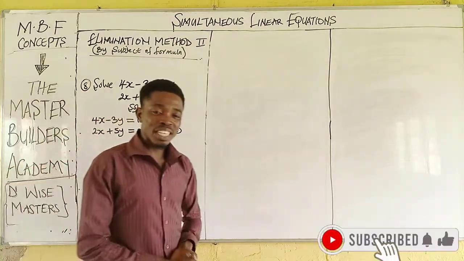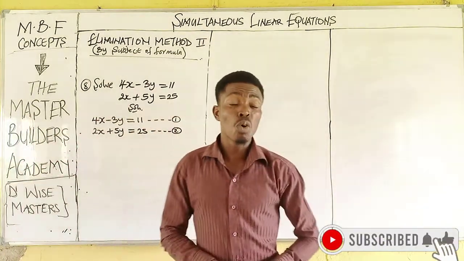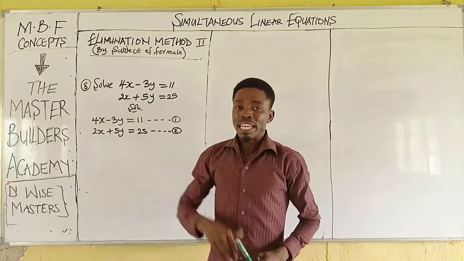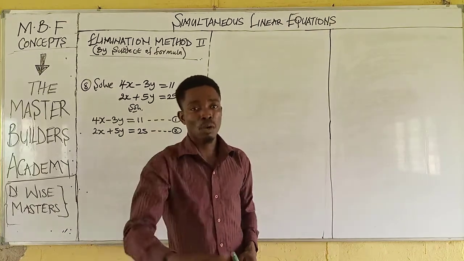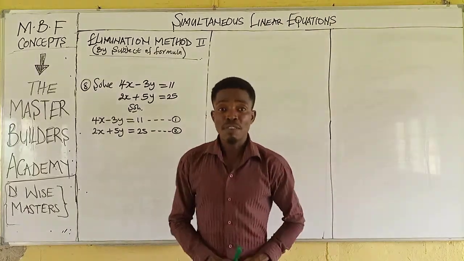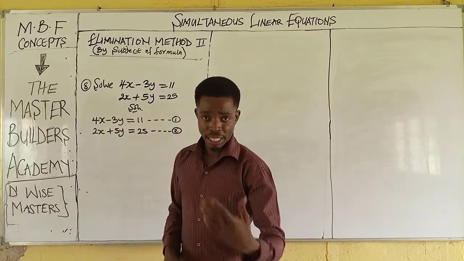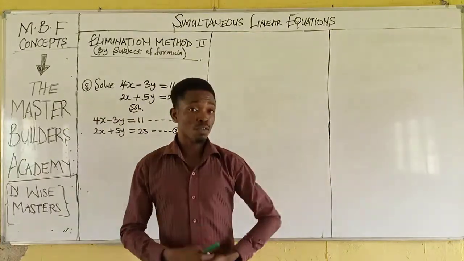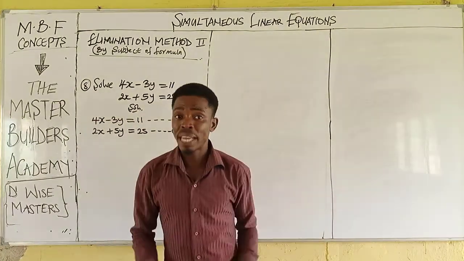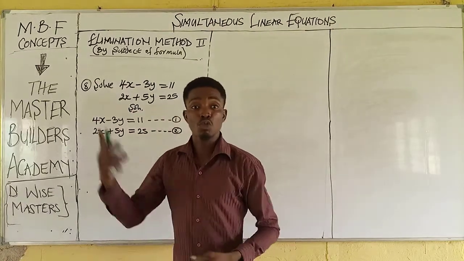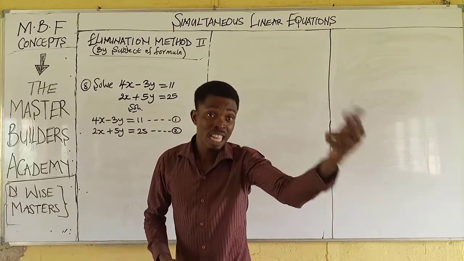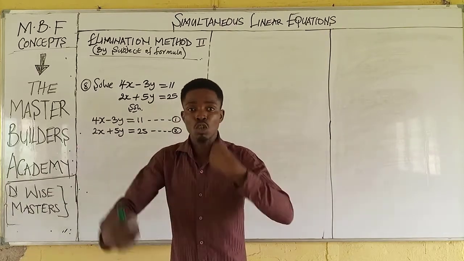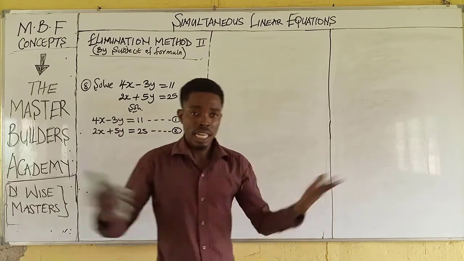Now, being that we are still using elimination, we call this elimination method 2 by subject of formula. All I need to do first is to make a choice of which of these variables to be eliminated. If I make the choice of the variable to be eliminated, then it will be easier for me. All I need to do is to make that variable the subject of formula from both equations. Since we are making a particular variable the subject of formula from two equations, we are going to obtain two more equations that will be labeled as equation 3 and equation 4. Having obtained those equations, we now equate the two equations. Then we can simplify.